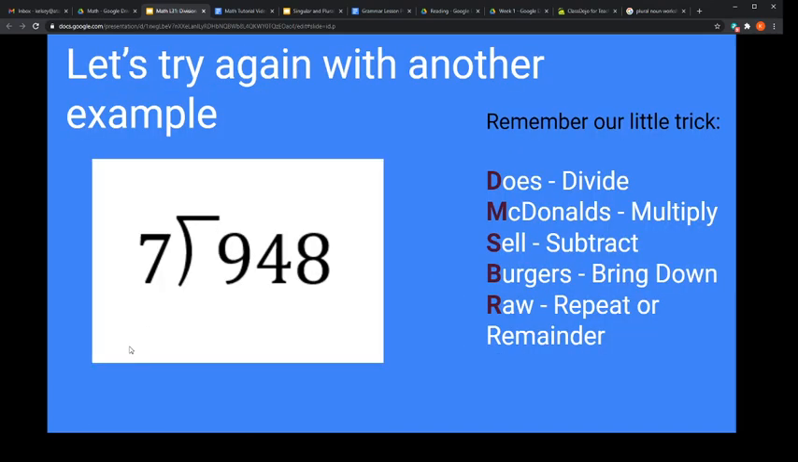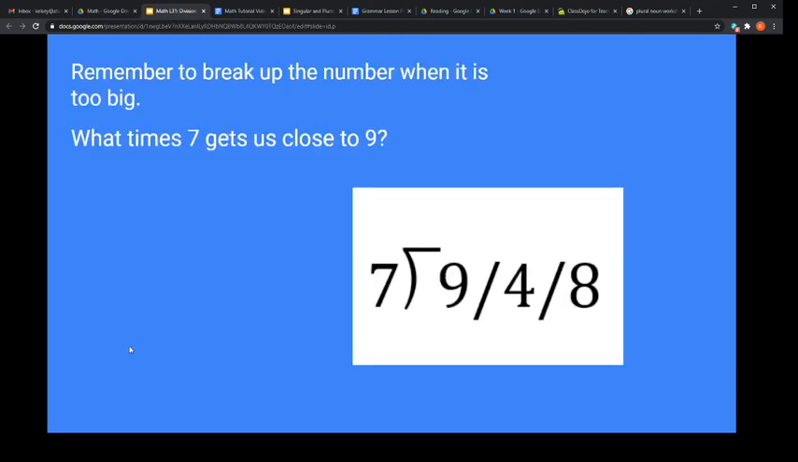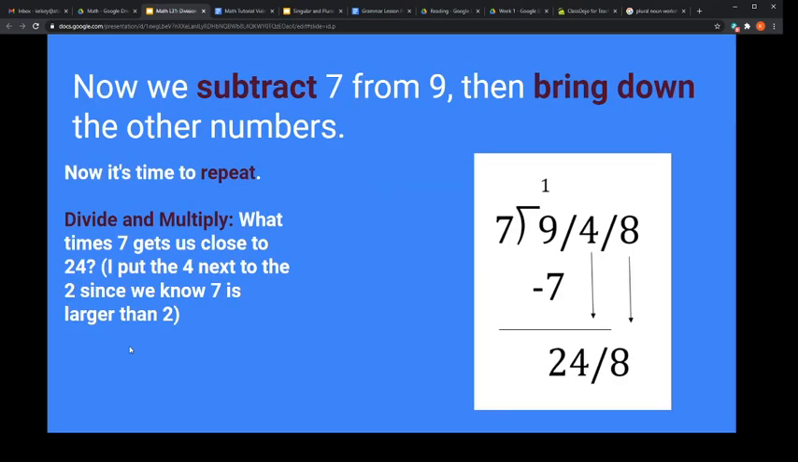Let's try again with another example. Here is 948 divided by 7. Please don't forget our little trick. Does McDonald's sell burgers raw? So first we need to break up the numbers to make it a little bit easier to look at. Now, what times 7 gets us close to 9? 7 times 1 is 7. It is the closest we can get. So we put a 1 up top and do 9 minus 7 equals 2, and we bring down the other numbers. I put the 4 next to the 2 since we know 7 is larger than 2.